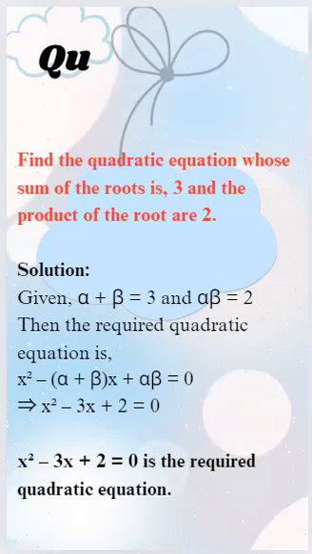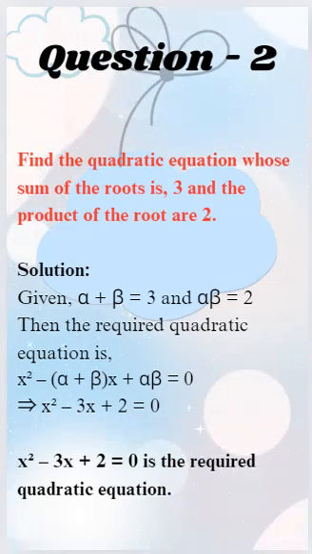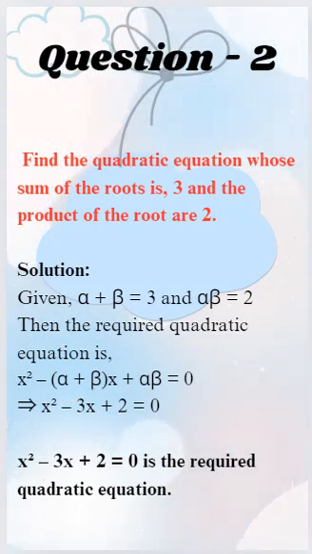The second question is to find the quadratic equation whose sum of the roots is 3 and the product of the roots is 2. If alpha and beta are the roots of the equation, alpha plus beta equals 3 and alpha into beta equals 2. The equation is x square minus (sum of roots) into x plus product of roots equals 0.